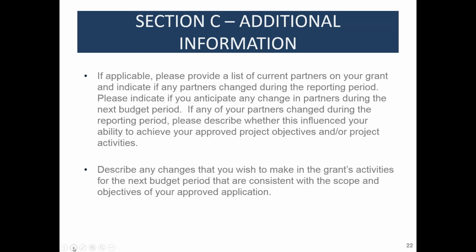Please refer to the instructions for the information that should go in Section C. In this section, you can attach any protocols or other information. This is where you talk about any changes with the exception of any changes to the budget. You should provide a list of current partners and any changes and describe the changes you wish to make in the grant activities for the next budget period. Once again, you should always discuss any change in project objectives or scope with your project officer.